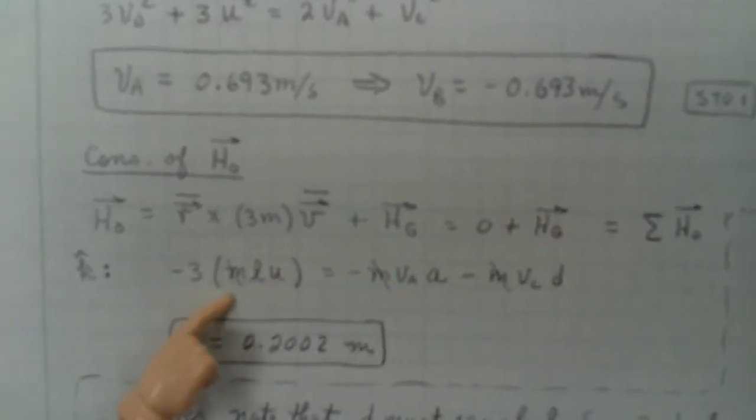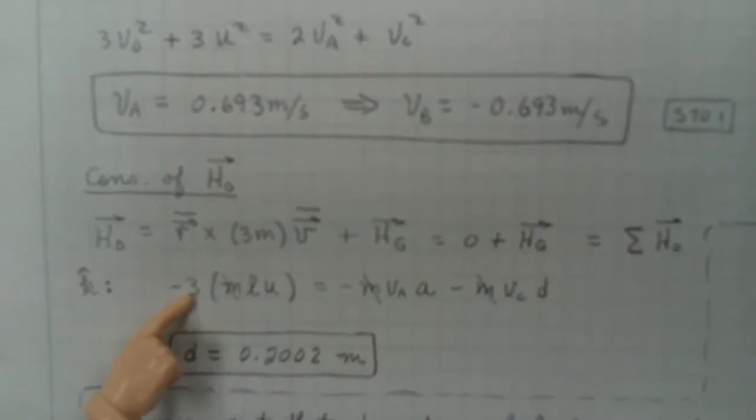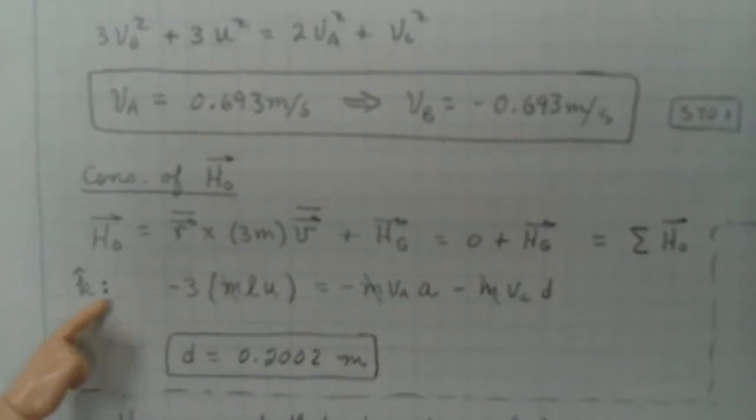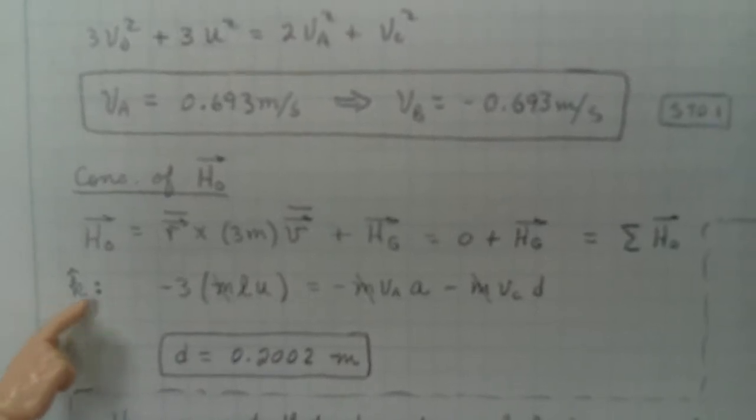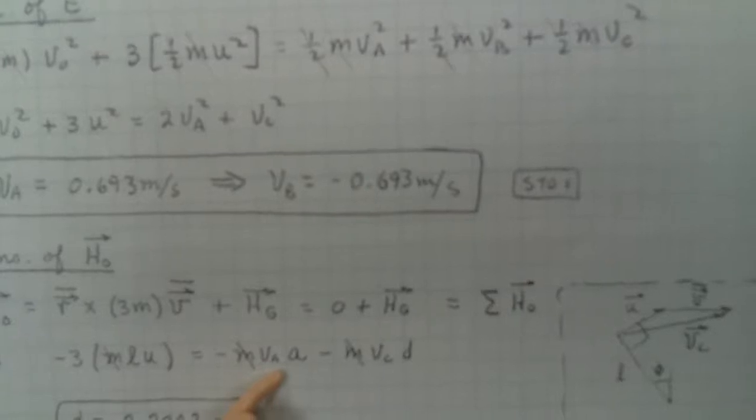Well, initially then you need your h sub g, which is just going to be m times l times u for one of the balls, and you got 3 of them, and since they're moving clockwise, it would be a negative, since k is out of the plane of the paper. And then afterwards, your angular momentum about 0.